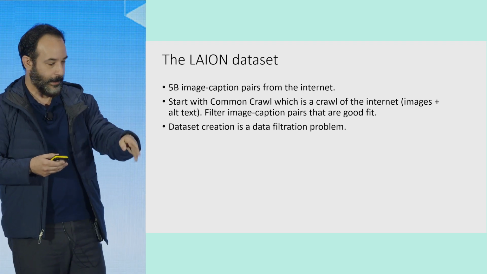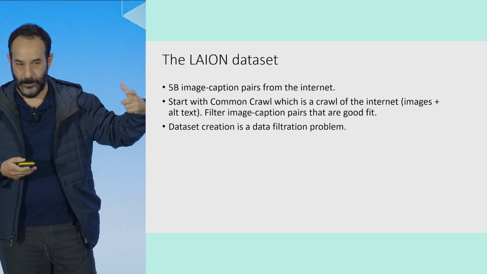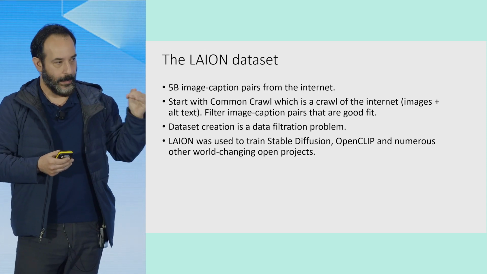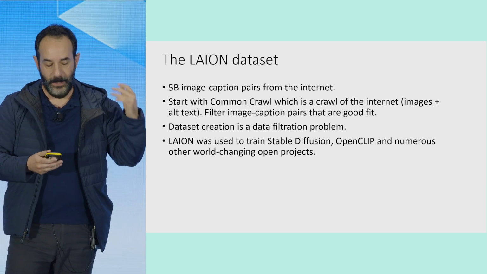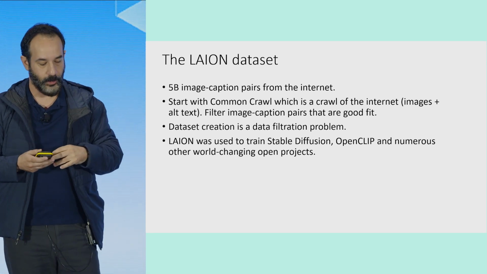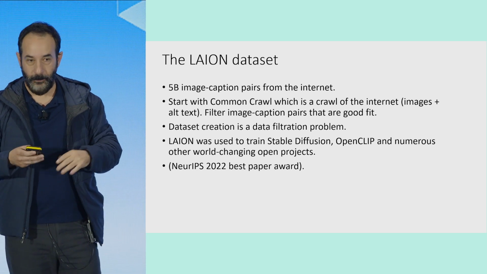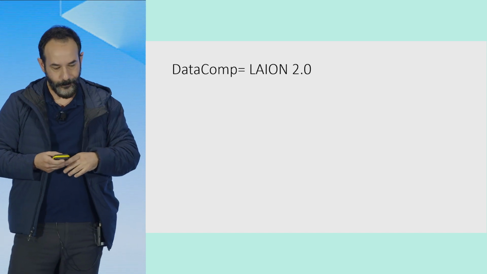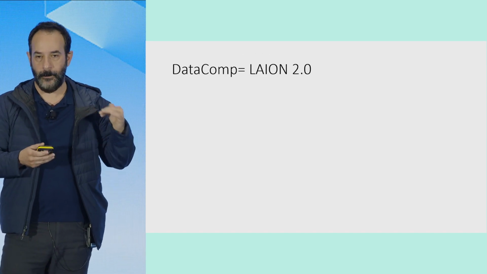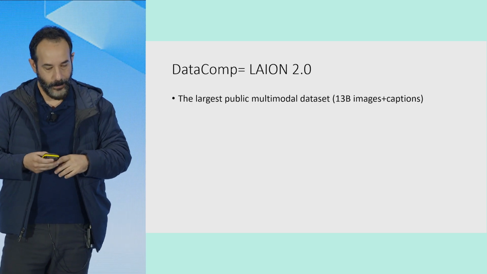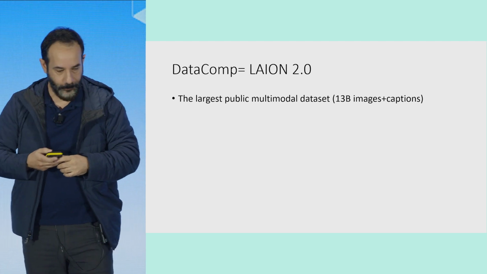And we used CLIP, like LAION actually first used CLIP, which was a model released by OpenAI, to do the filtering. And after LAION was released and created, it was used to train Stable Diffusion, OpenCLIP, and many, many other world-changing open projects. And it won the NeurIPS '23 Best Paper Award, but it had many problems. So DataComp is LAION 2.0. So we basically made a better LAION. So we went from 5B to 13B, first of all, so it's larger.